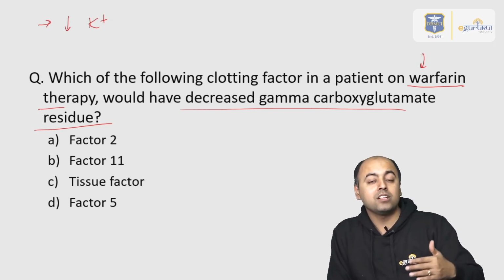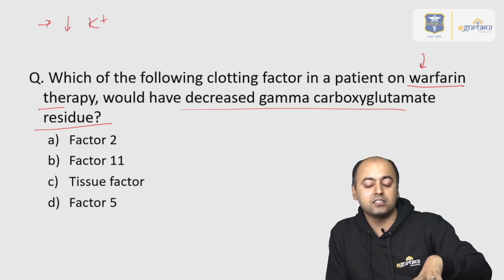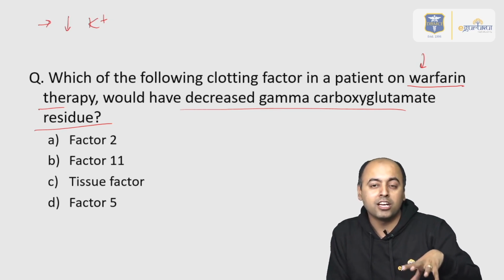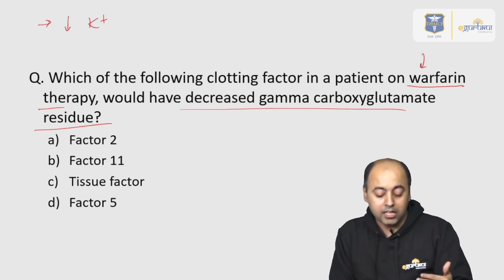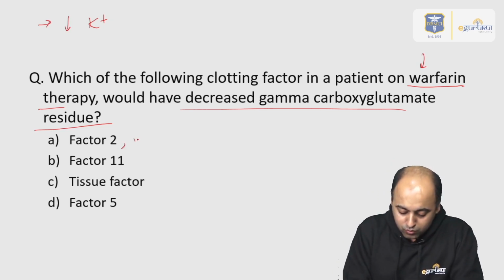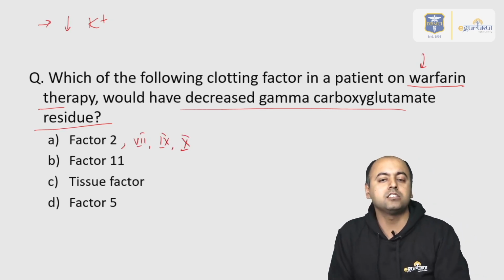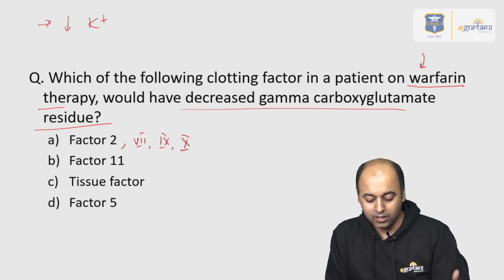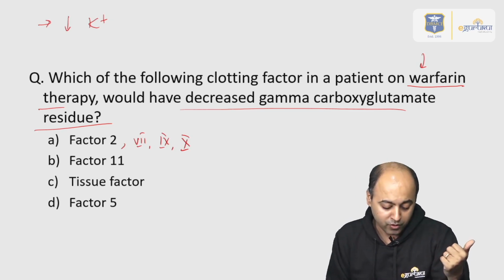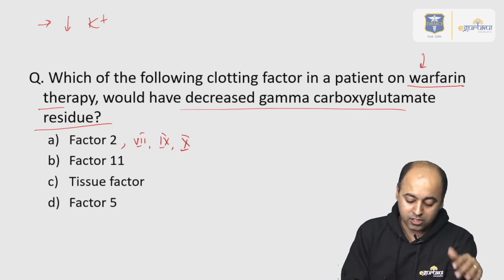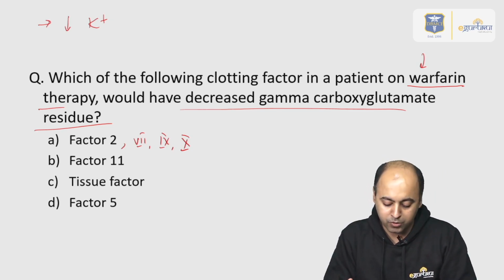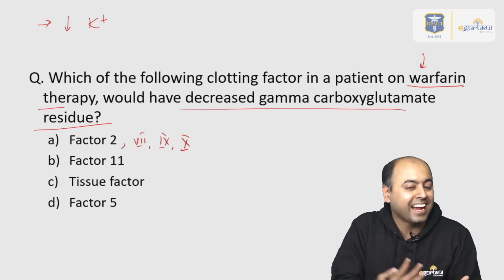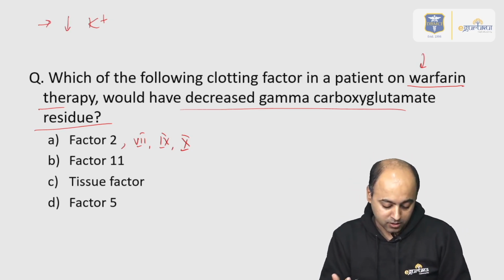Now we can look at what is the action of vitamin K. Which of the following factors are undergoing carboxylation of the glutamate residue? And the answer should be 2, 7, 9, 10. These residues undergo gamma carboxylation with the help of vitamin K, and if vitamin K is not there, these factors will be affected. They will not be able to act properly because the gamma carboxylation is required for the activation of these factors.